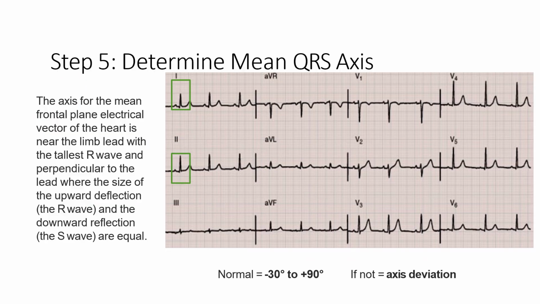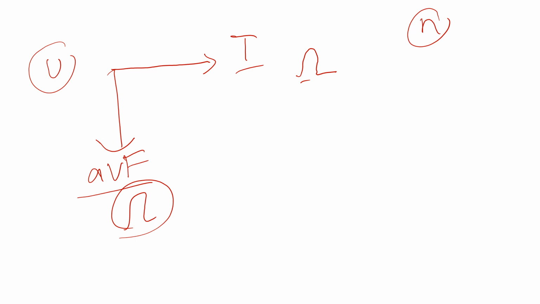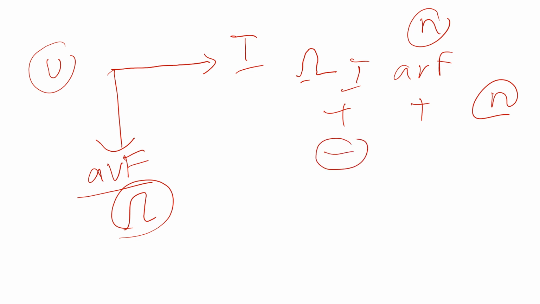So it is a complicated method, but for an easier method, we just look at lead 1 and lead AVF. If there is a positive deflection in lead 1 and positive in lead AVF, it is a normal axis. If both 1 and AVF are positive, it is normal. If lead 1 is negative and AVF is positive, then we can see that the direction is going somewhere here, and it is known as right axis deviation.